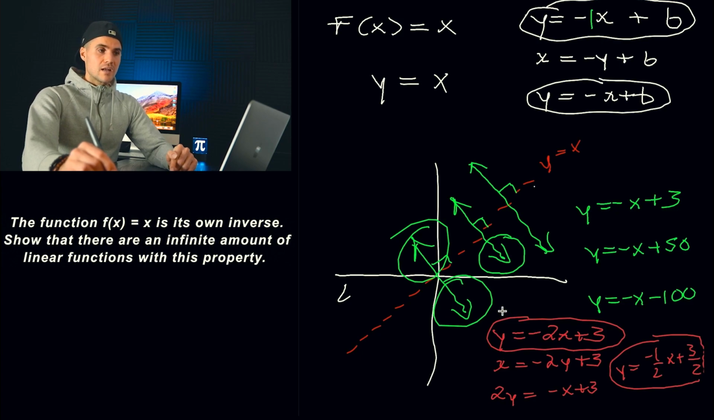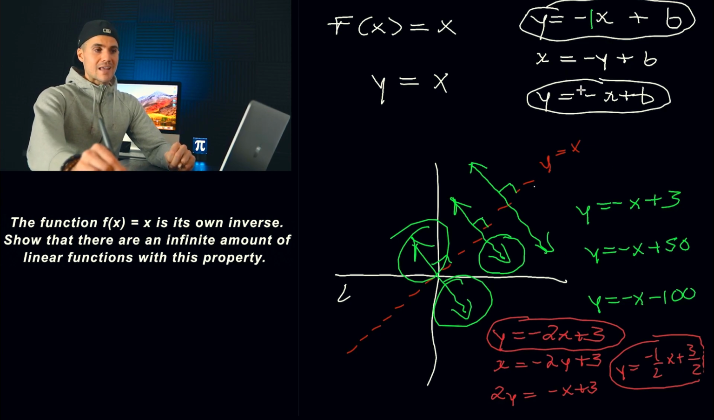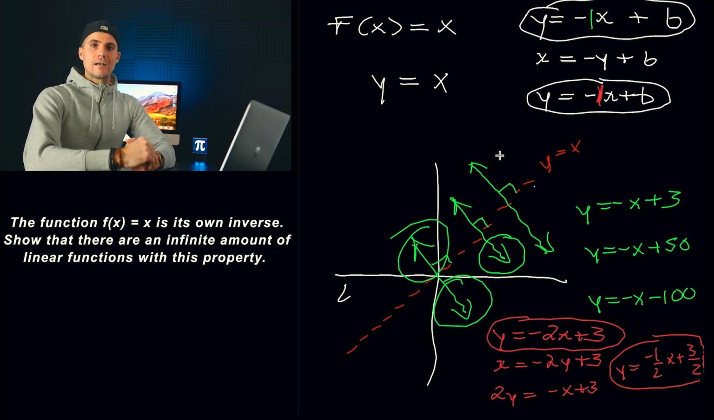All right, so there is an infinite amount of lines where the inverse is the same as the original function, but the lines have to have a slope of -1, and then the b value can be anything you want. And that's a wrap for the video.